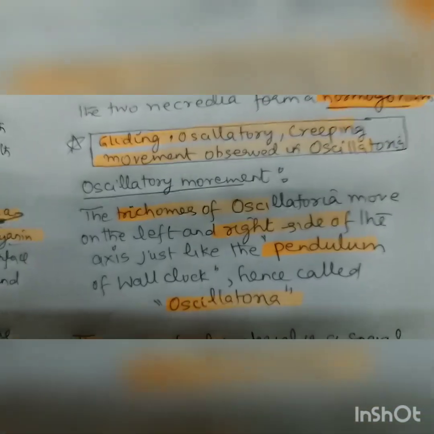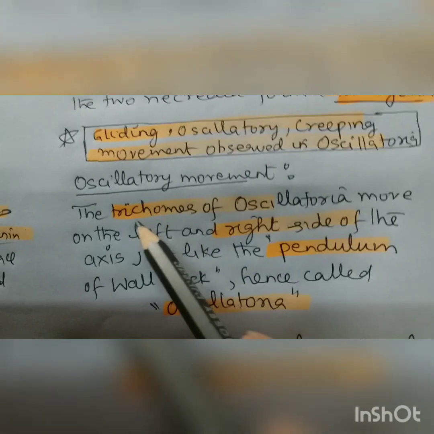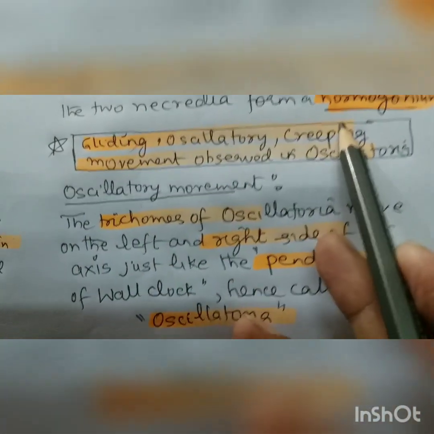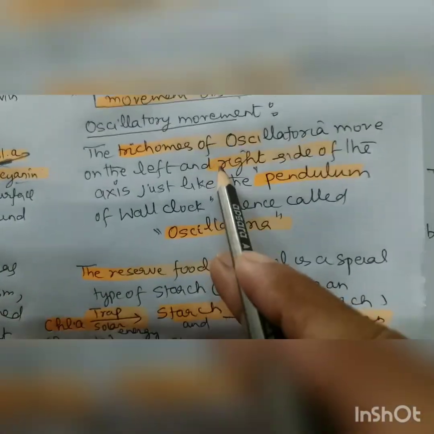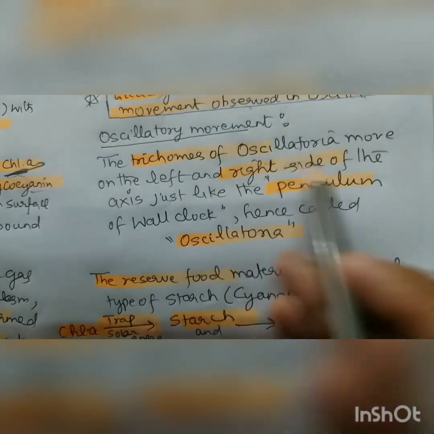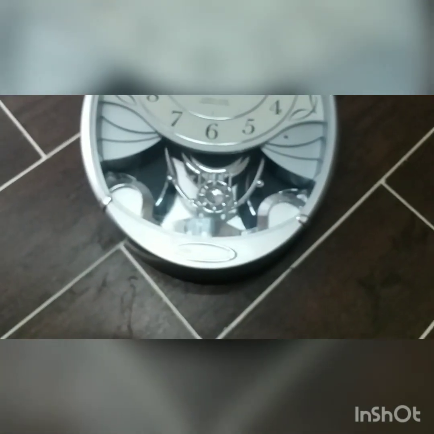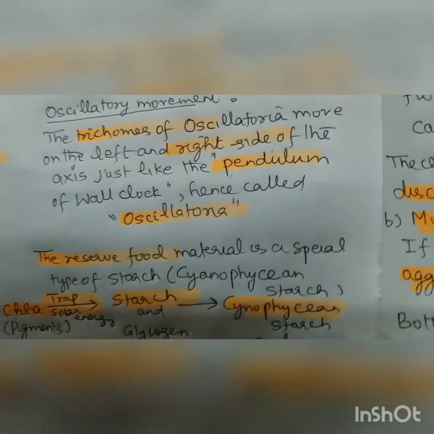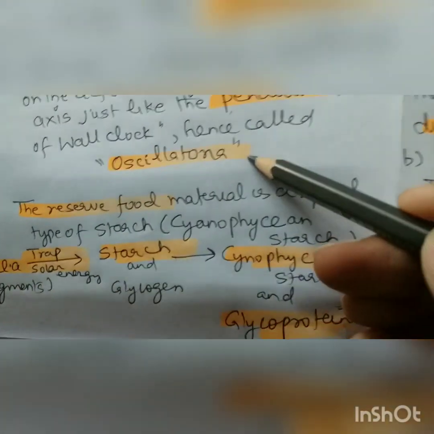I'm coming back again to the name Oscillatoria, which is due to the oscillatory movements. There are gliding, oscillatory and creeping movements observed in Oscillatoria. The trichomes of Oscillatoria move left and right, like a pendulum, like the wall clock I showed you, hence the name Oscillatoria, right?